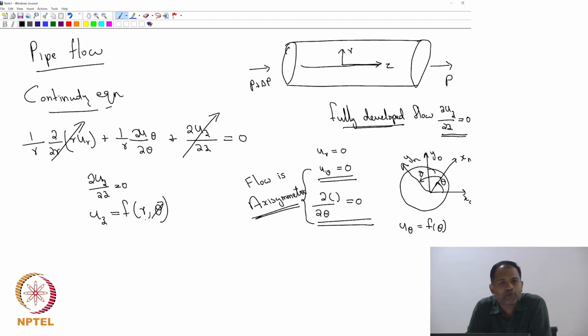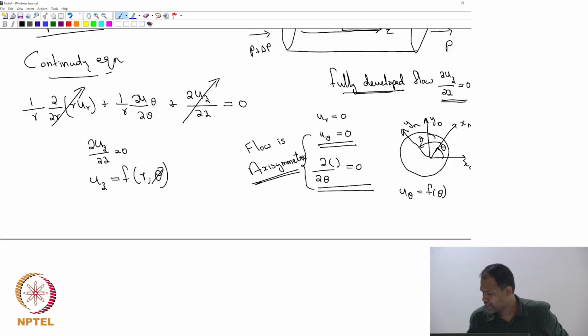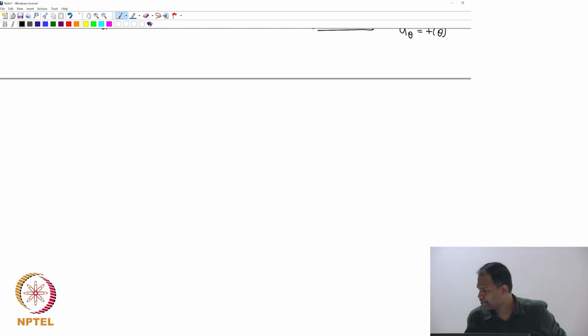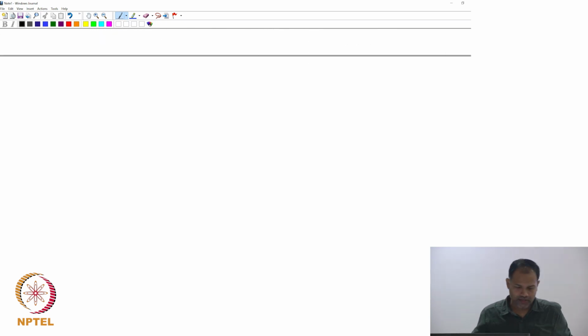Just the way in the other problem we had a velocity parallel to the channel that was just a function of the perpendicular direction. Similarly here, velocity is along the pipe axis and it will vary only in the radial direction, and that's what we are going to derive. So let me write down the equations. The momentum equation.